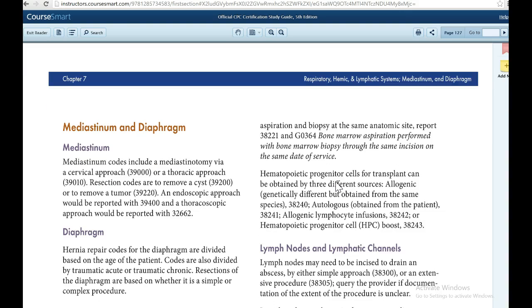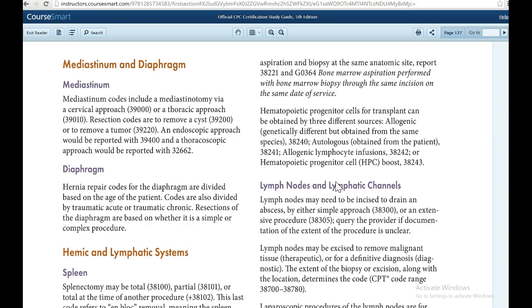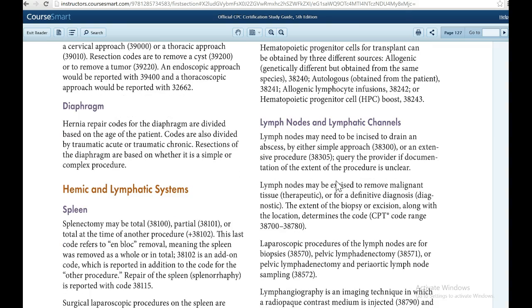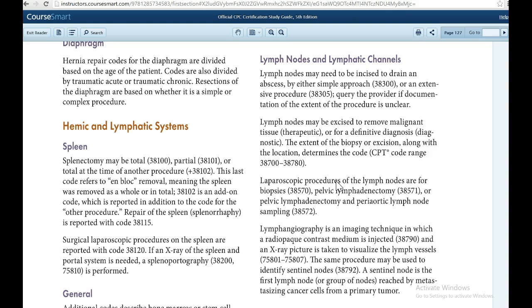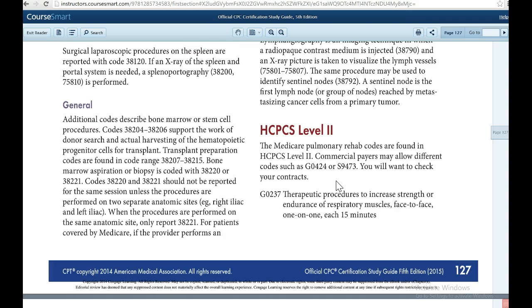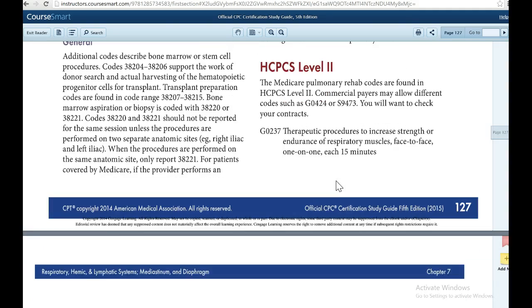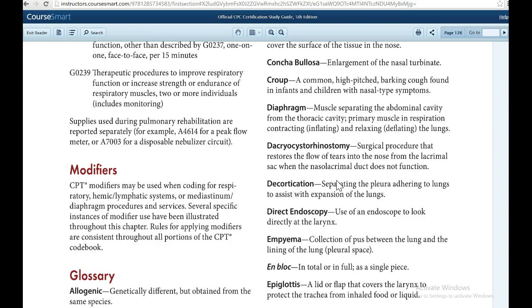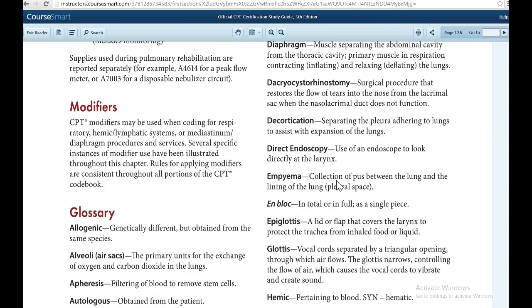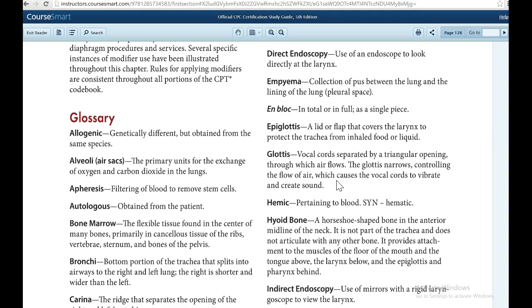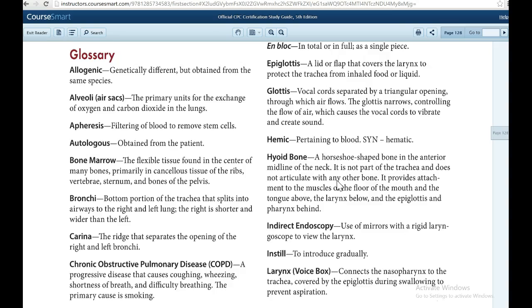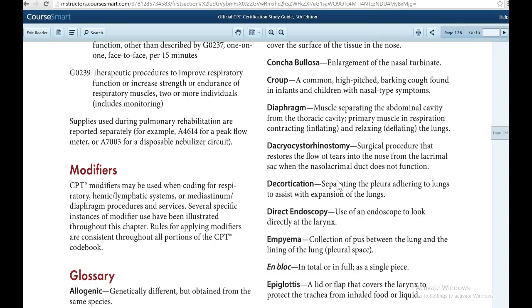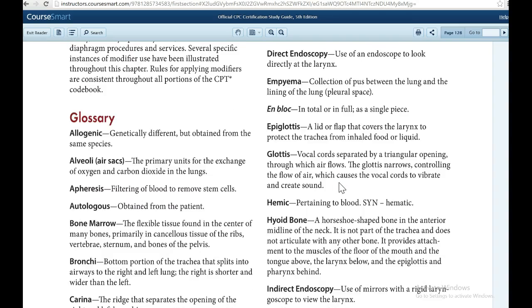Again, the mediastinum and the diaphragm codes. The hemic and lymphatic system, what they consist of. Okay. Medical modifiers found in this section. Make sure you go back in the glossary. Know these terms. Know what they mean. Okay. You may see them. So make sure you know what these terms are.